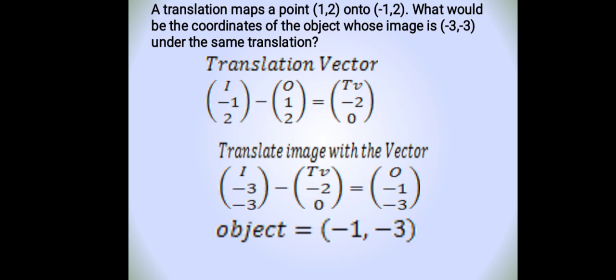Now translate the image with the same vector. Now we have our image (-3, ...) using the same vector (-2, 0). We have our object to be (-1, -3). Our object is (-1, -3).